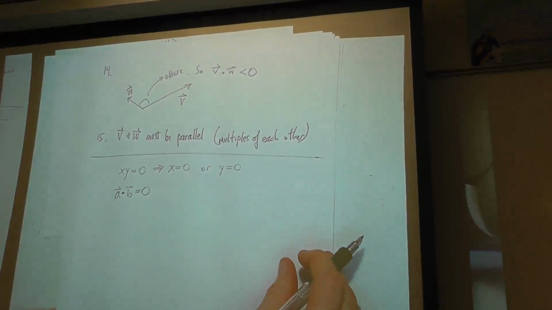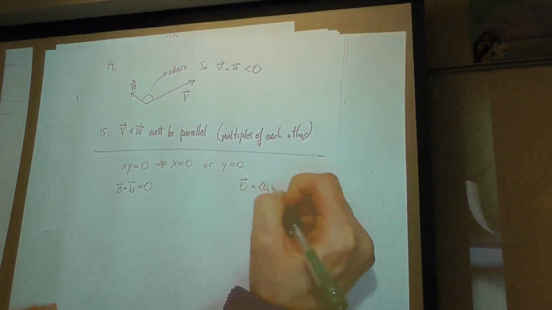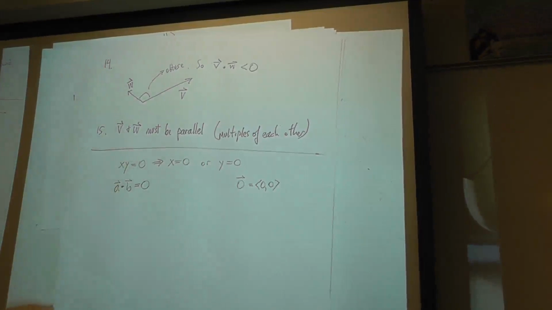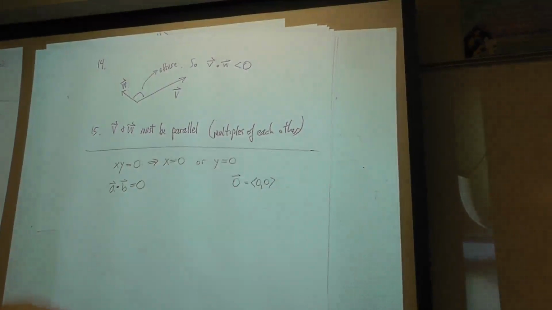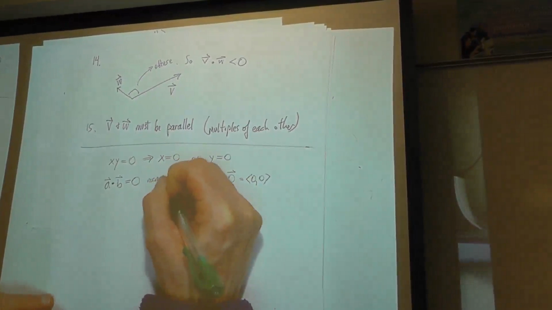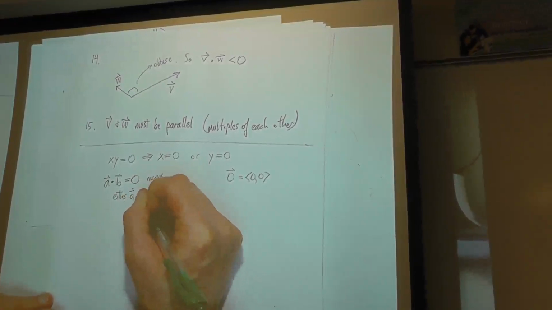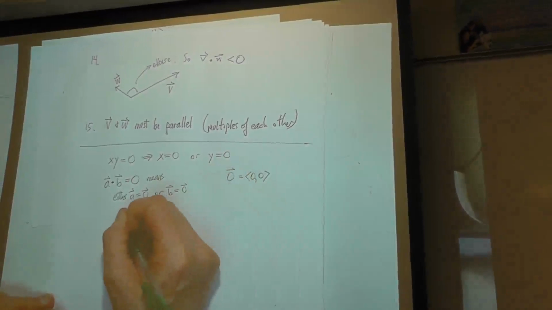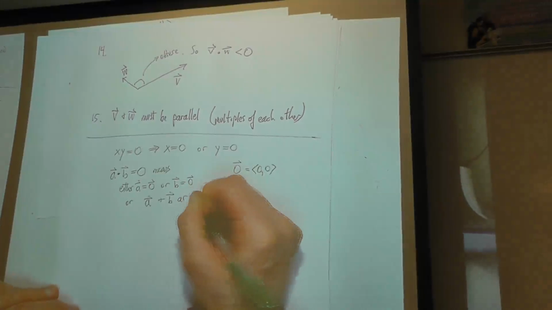Can you define the 0 vector? In two dimensions, it's just a point, and in 3 dimensions, just put the other component of 0 in. So this means either A is the 0 vector or B is the 0 vector, or A and B are orthogonal.